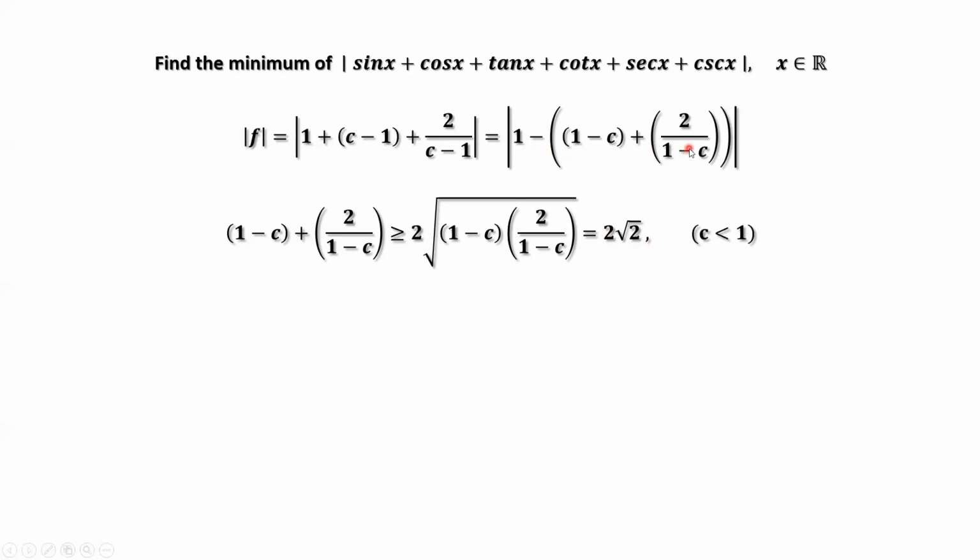The difference is negative. How to drop the absolute value sign if the inside part is negative? We have to put a negative sign in front. Negative 1, negative 1. Negative, negative become positive and become positive. Now, look at the sum of the last 2 terms. We use this result again. What is this result? This part is bigger than or equal to square root of 2 times 2.